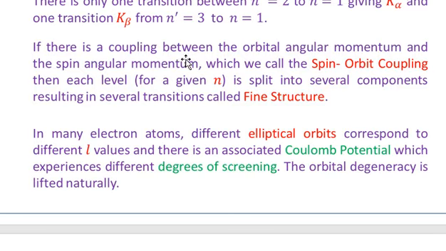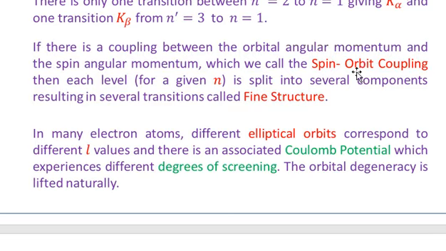If there is a coupling between orbital angular momentum and spin angular momentum, which we call spin orbit coupling, then each level for a given n is split into several components, resulting in several transitions called fine structure. I have delivered a detailed lecture on fine structure in one of the previous lectures. You can go through that lecture if you are not understanding fine structure.